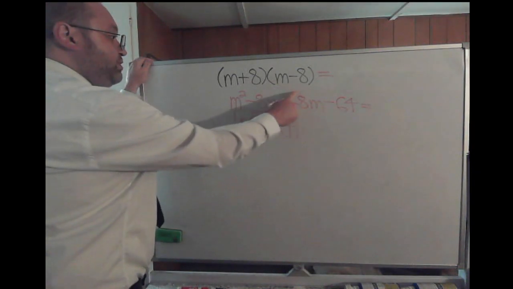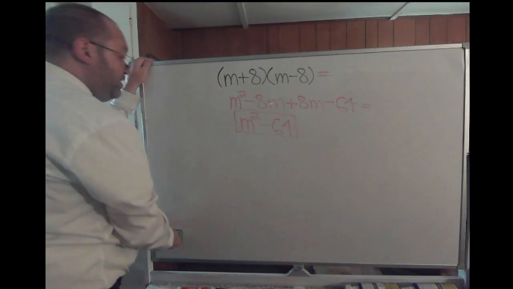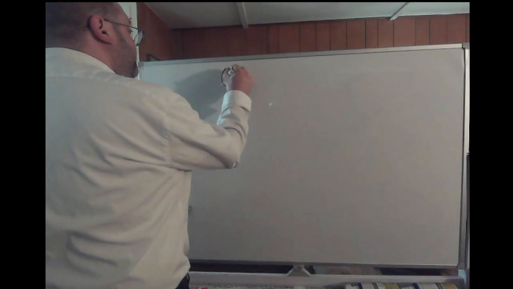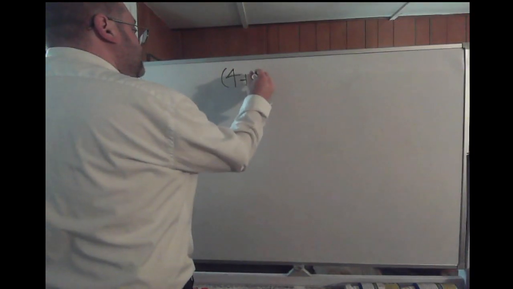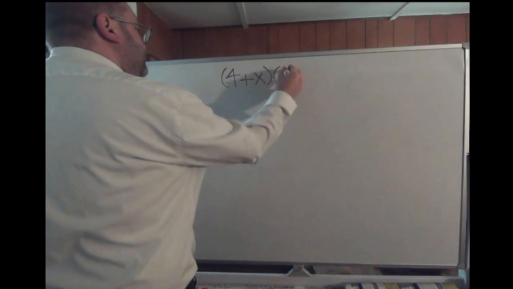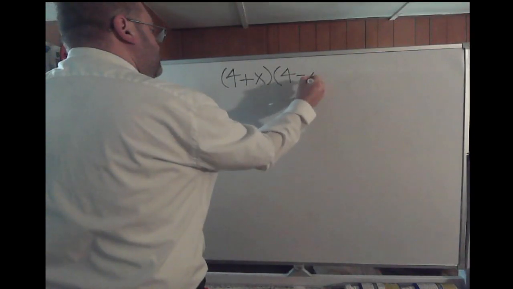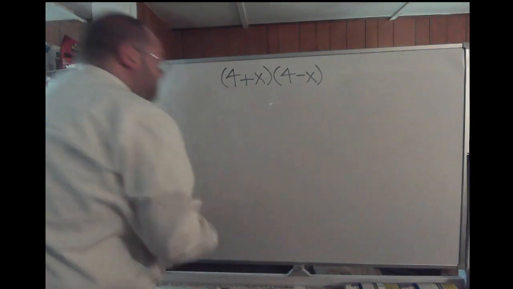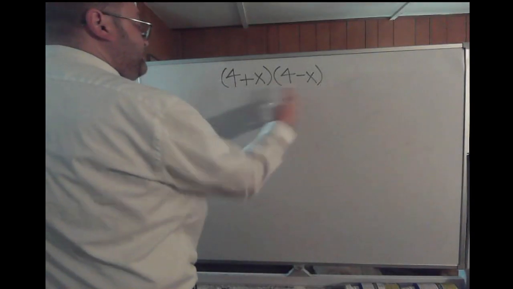The middle terms will always cancel out. So there is a shortcut. There is definitely a shortcut for this, so you don't have to even do FOIL. Let's say you have 4 plus x times 4 minus x, okay? Well, we notice we got the same constants, the same variables.